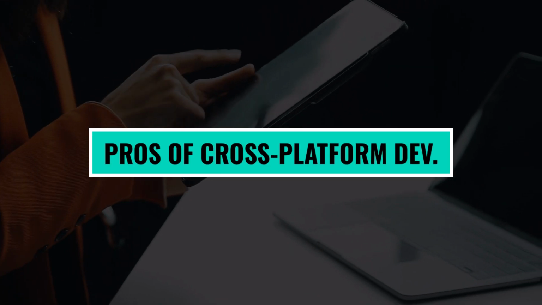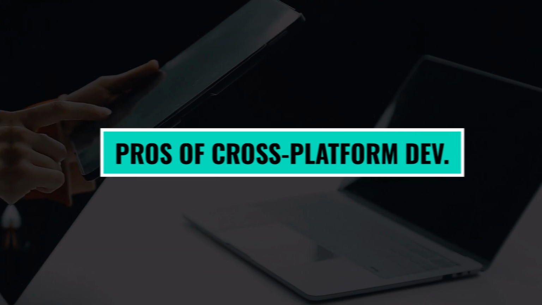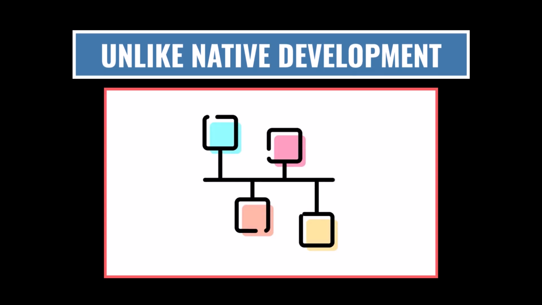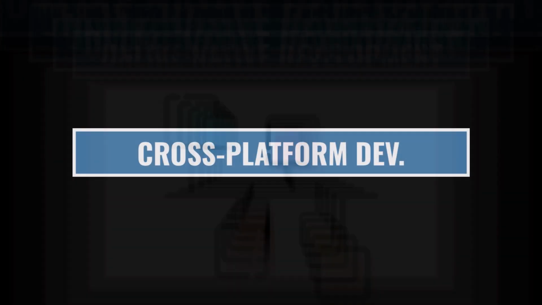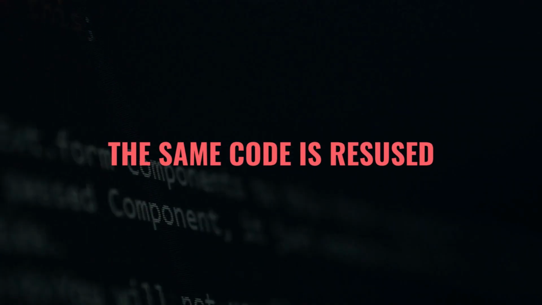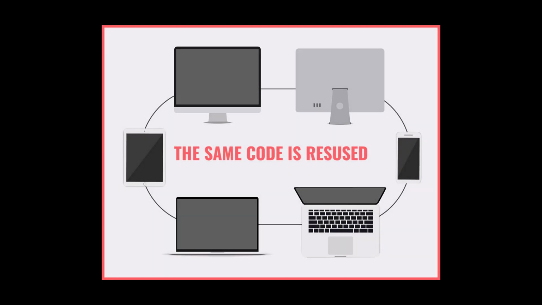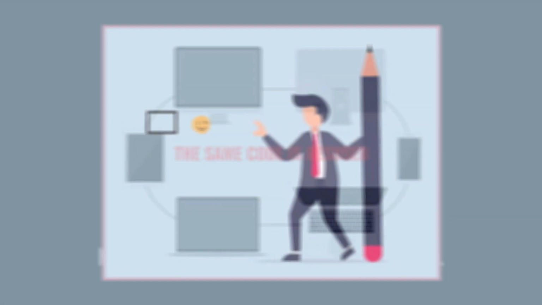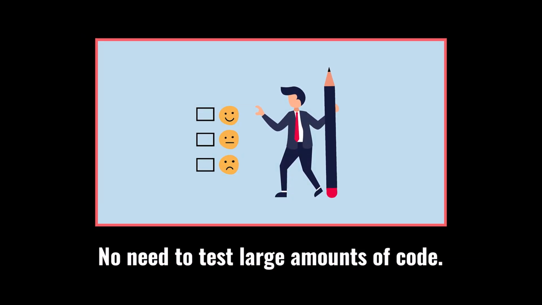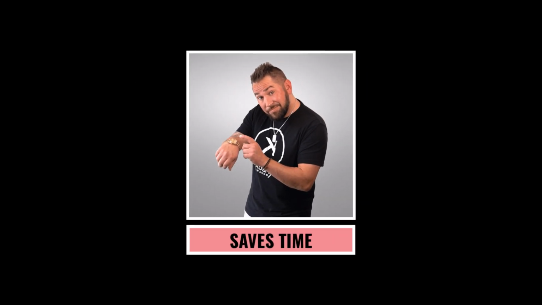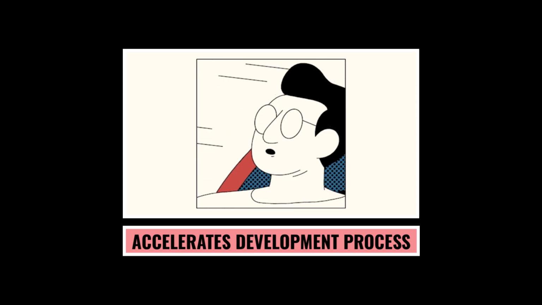Let's look at the cross-platform side, starting with the pros. Number 1. Faster development. Unlike native development, cross-platform development does not require multiple code bases or teams. In cross-platform development, the same code is reused for different operating systems with slight changes. You will also not need to test large amounts of code when working using the cross-platform route. This saves a considerable amount of time and accelerates the development process.